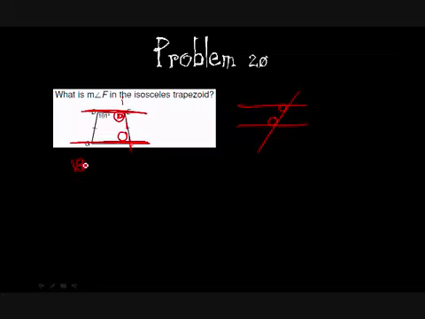So that leaves us with 180 minus 101, which is going to be 79 degrees. And so that's this angle right here, 79 degrees. That's our answer. It's asking for F, and the one I pointed to is F.